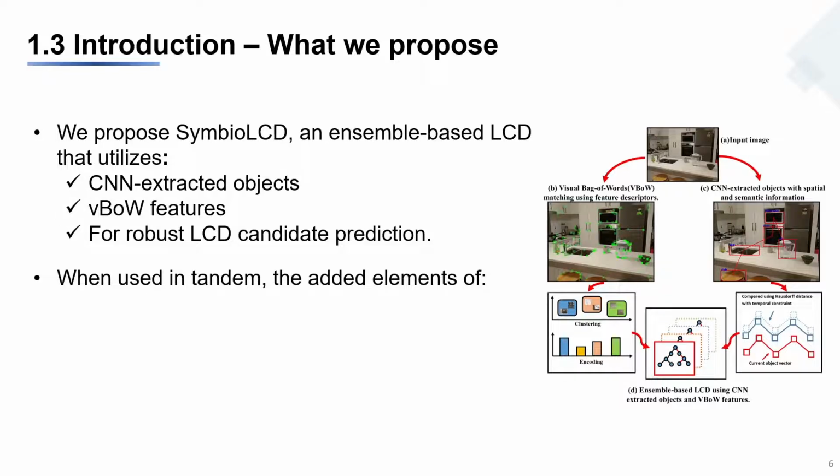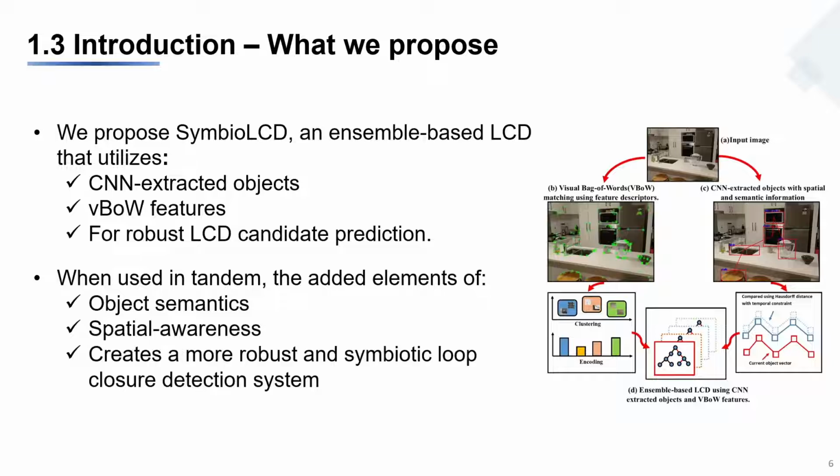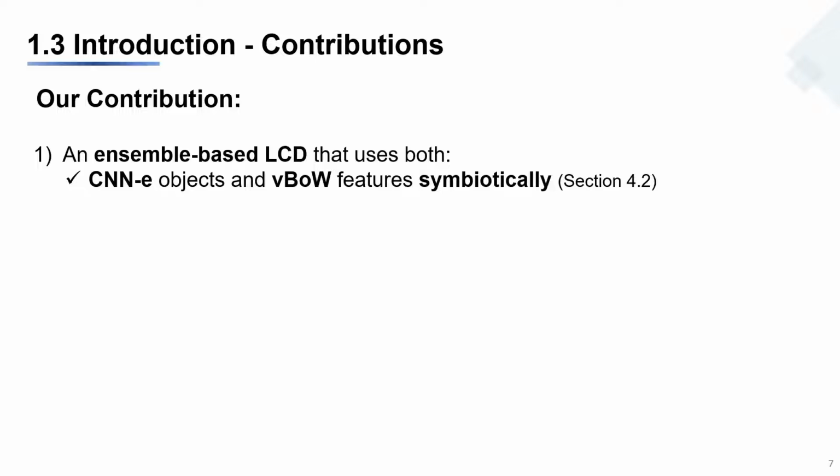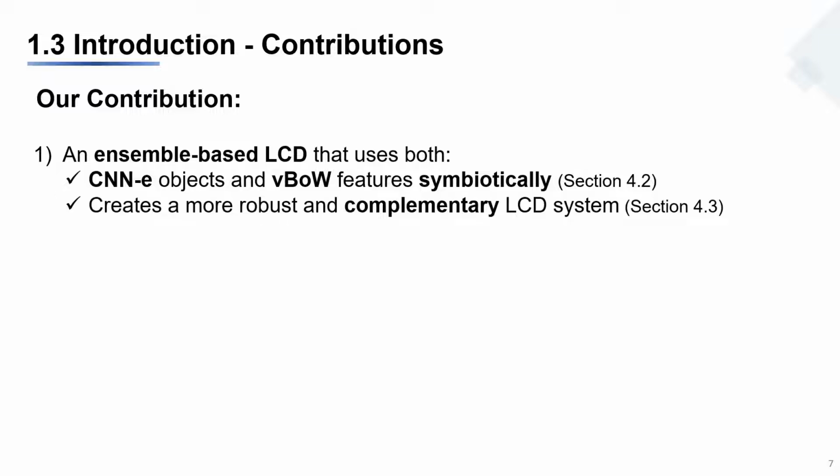When used in tandem, the added elements of object semantics and spatial awareness create a robust and symbiotic loop closure detection system. Our contributions are as follows. An ensemble-based loop closure detection system that uses both CNN-extracted objects and visual bag of word features symbiotically to create a robust and complementary loop closure detection system.